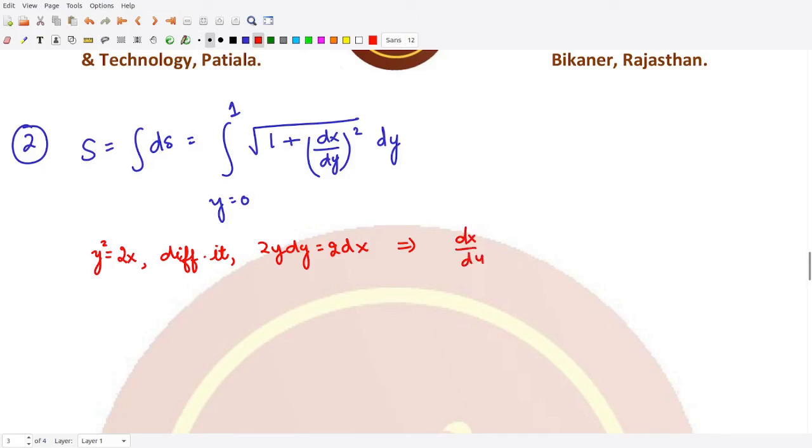So dx/dy, in this case we are shifting this thing to this side, so it is equal to y only. And here, because we are integrating with respect to y, we'll keep it in terms of y only, right? So let's substitute it here. When you solve this one, you have s equal to the integration, y varying from 0 to 1, of the square root of 1 plus, in place of dx/dy, now we'll be substituting y, so y square, dy. So this is the integral that you obtain in this second case.